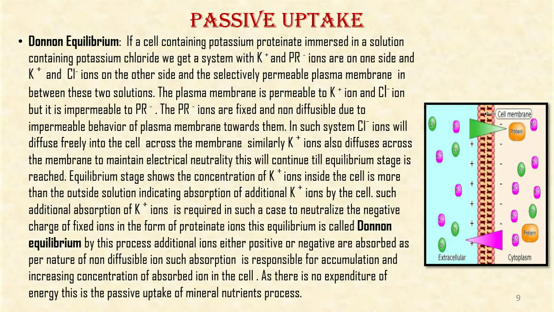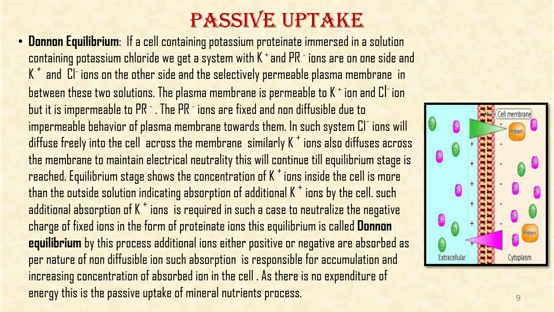Third, passive uptake through Donnan equilibrium. If a cell containing potassium proteinate is immersed in a solution containing potassium chloride, we get a system with K plus and Pr minus ions on one side and K plus and Cl minus ions on the other side, and the selectively permeable plasma membrane in between these solutions. The plasma membrane is permeable to K plus ions and Cl minus ions, but it is impermeable to Pr minus ions. The Pr minus ions are fixed and not diffusible due to impermeable behavior of the plasma membrane towards them.